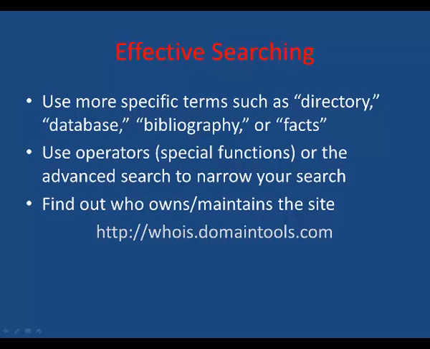One thing you can do to help make sure you're using good sources is to get better search results from the beginning. So you can use very specific terms such as directory or database or facts. You can use your operators like and, or, and not, or other special functions of the search engine to narrow your search. Also, there are ways that you can find out who owns or maintains a site. So if you go to whois.domaintools.com, you can see who owns the site to see if that matches up with the information they're giving.